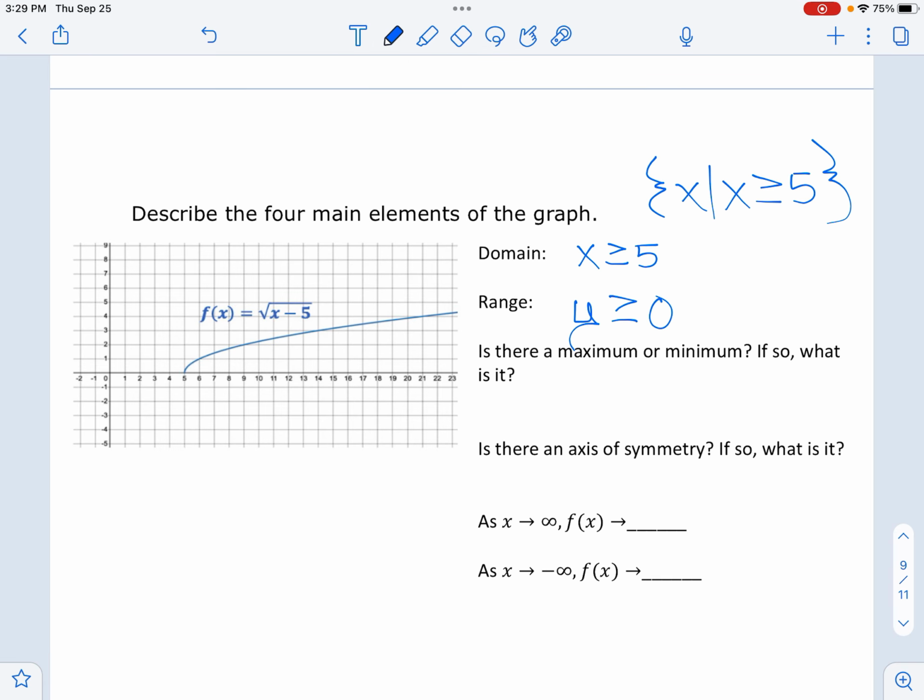Is there a maximum or a minimum? There is a minimum. It's right here. The min is 0. When we talk about maximum or minimum, we're going to state the y value. So the lowest it goes is 0, and that happens at x equals 5. Is there an axis of symmetry? In this particular graph, no.